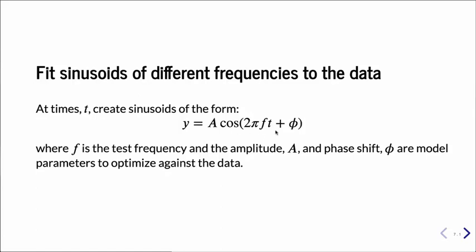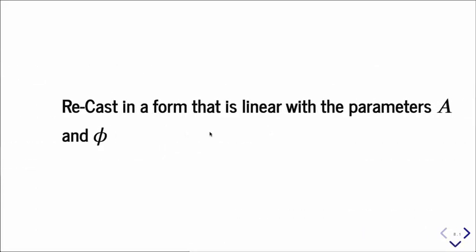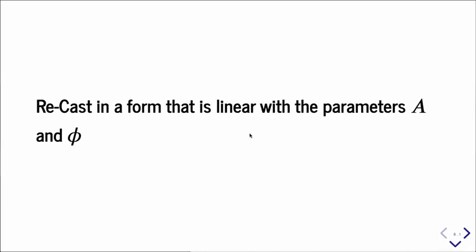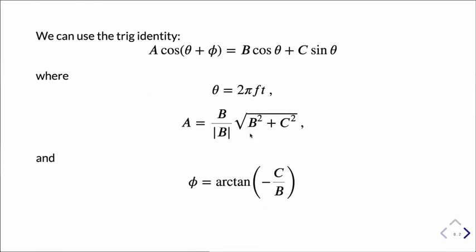If you look at the way I've set this problem up here, you may immediately notice that the two parameters we have, A and phi, are not linear in this equation. We could use some nonlinear least squares fitting to figure out what these terms are, but it turns out there's a nice trig identity that will allow us to do just straight linear least squares fitting. All we have to do is recast this equation in a form that is linear in A and phi, and the way to do that is with a trig identity.